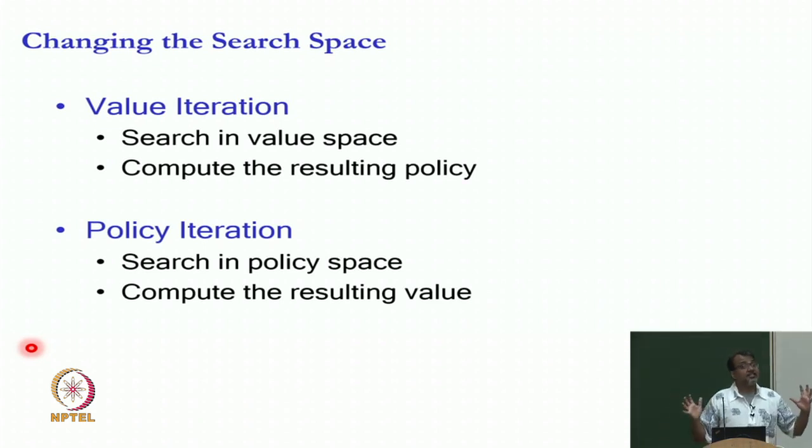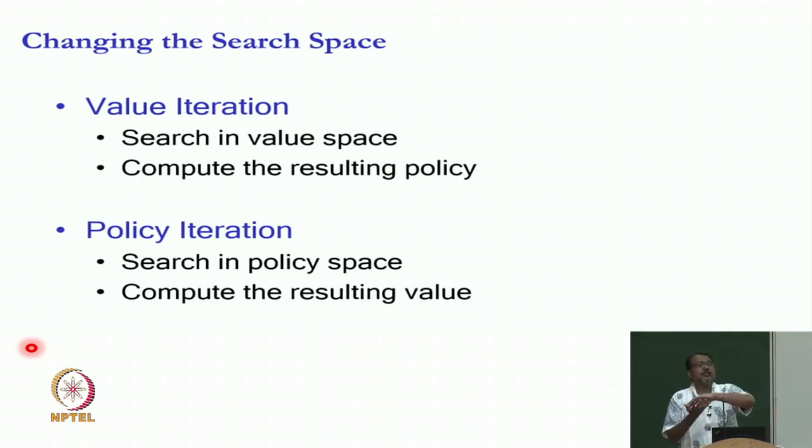See, value function space is an uncountably infinite space. But how many policies do we have in our domain? We have a finite number of policies. So, what is happening is that we are trying to get to a policy, which is one of the many finite policies, but we are moving in the uncountably infinite space.